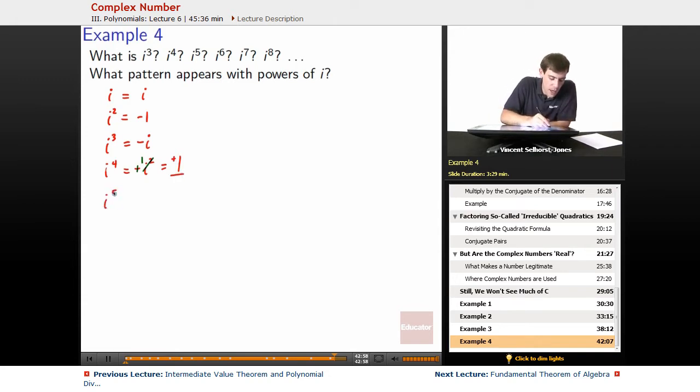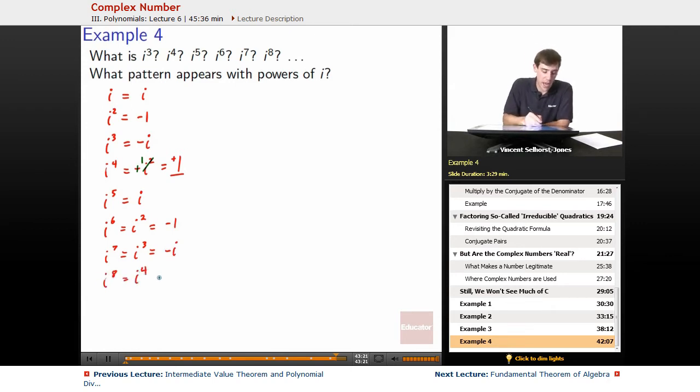What if we keep going? i to the fifth is equal to, well, we multiply by i, so it's just i once again. i to the sixth would be equal to i squared, multiplying by one more i, which we know is -1. i to the seventh is equal to i cubed, which is, hey, we already figured this out. That was -i.